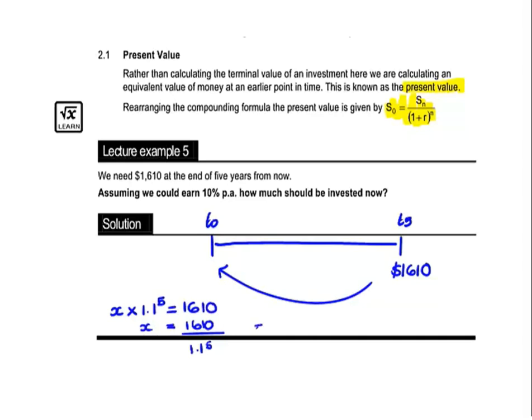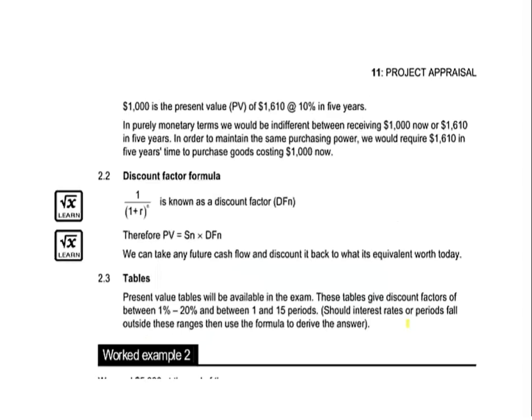And the answer that you get on your calculator is 999.68, or basically $1,000. So assuming that you can guarantee that the interest rate is going to stay at 10%, if you pop $1,000 in an account now, in 5 years' time, it will have grown to $1,610. How is this useful to us?